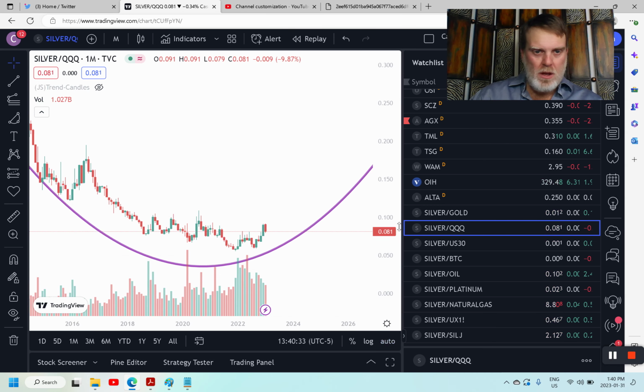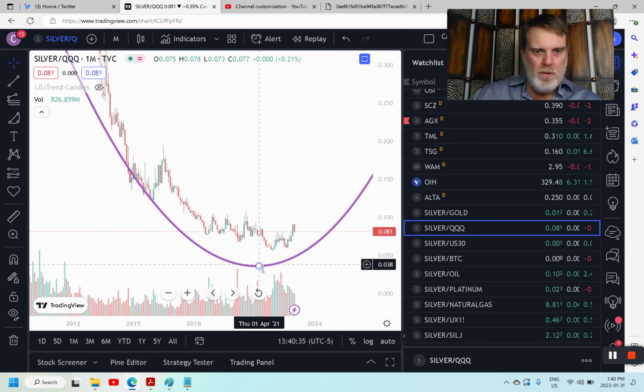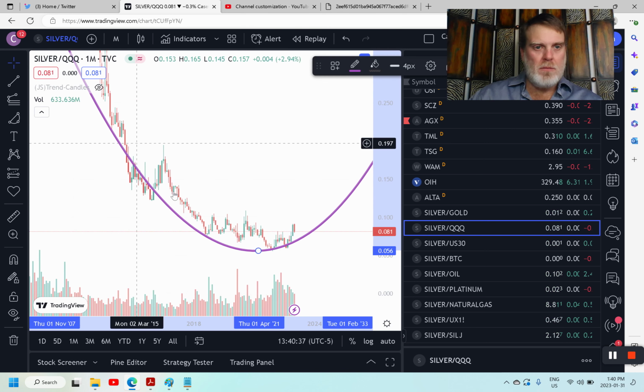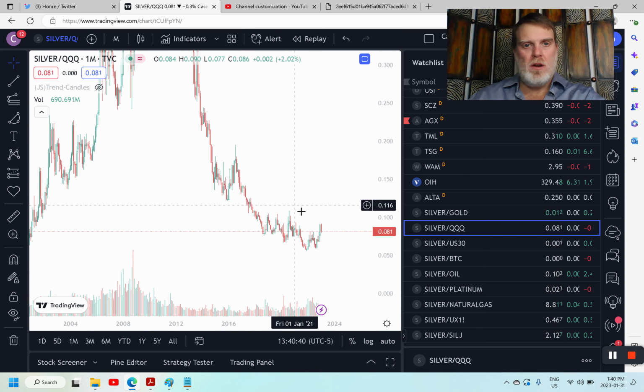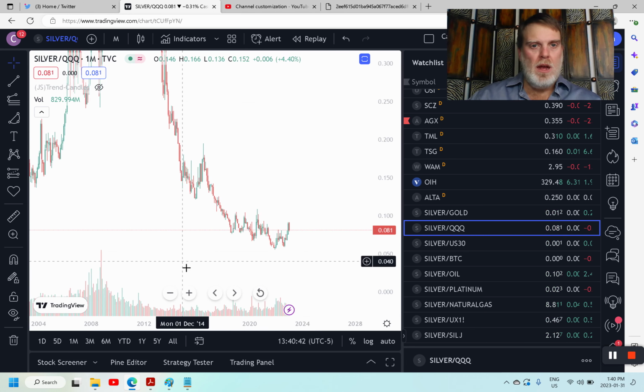Now, if you look at a rotting, it's not a rotting bottom, it's a rounding bottom. Pardon my French. So we can clearly see it's a rounding bottom, right? I'm going to get this off of here. I don't like it, but we can see it.